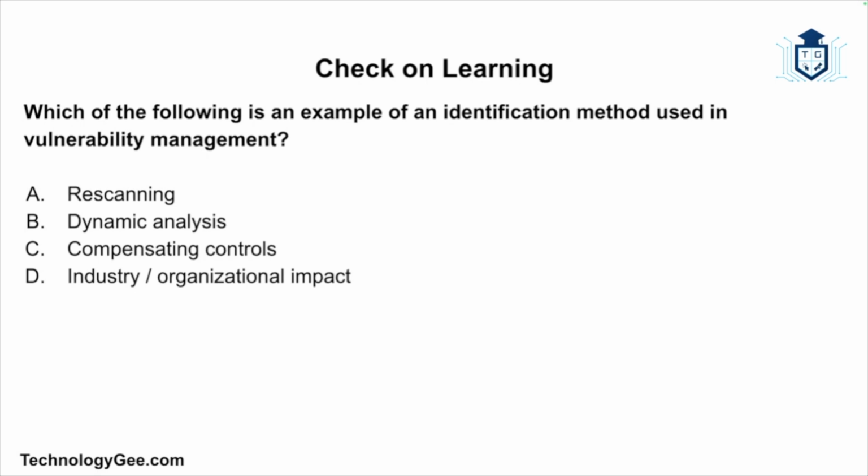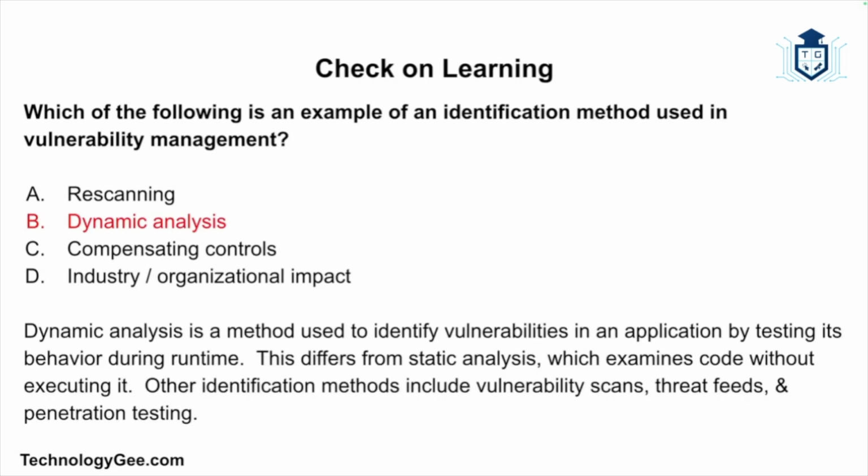So the first question is, which of the following is an example of an identification method used in vulnerability management? Is it rescanning, dynamic analysis, compensating controls, or industry organizational impact? And the correct answer is dynamic analysis. So dynamic analysis is a method used to identify vulnerabilities in an application by testing its behavior during runtime. This differs from static analysis, which examines code without executing it. And other identification methods include vulnerability scans, threat feeds, and penetration testing.